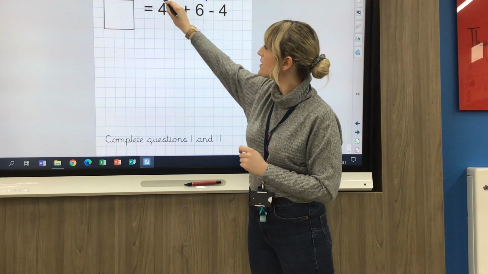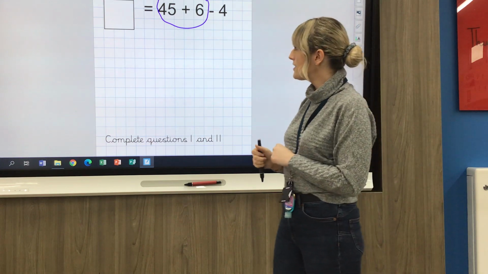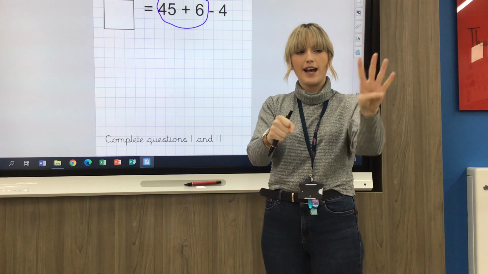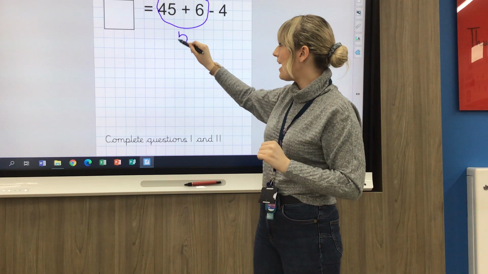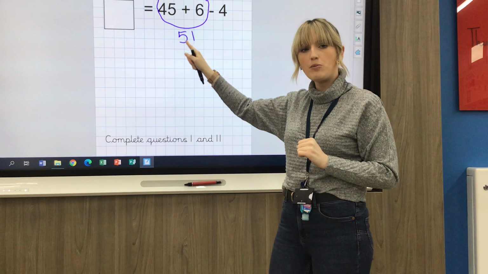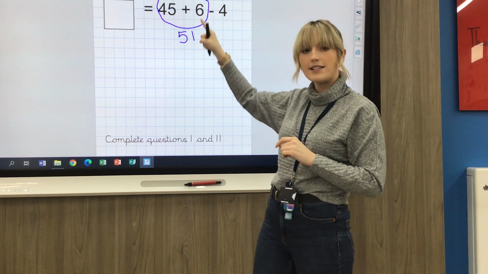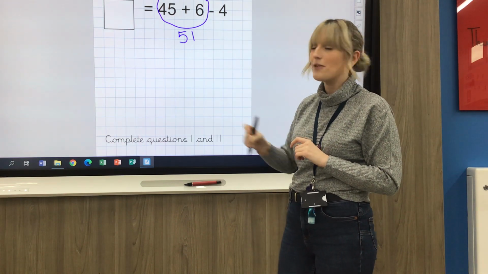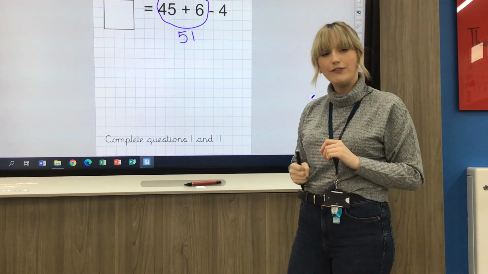So my first step is 45, add 6. Okay, so I'm adding 6. Count with me, we've got 45, 48, 49, 50, 51. So I'm going to write that above or below so I know I've got 51. So make sure that when you're solving your questions, you write the answer above or below to remind you what you're doing next. So now I know that's 51, so I'm going to do 51, subtract 4.